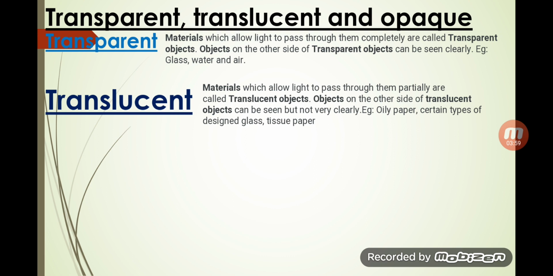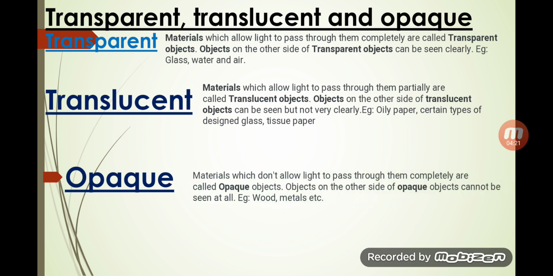Examples are given: single paper, certain types of designer glass, yes, colorful glasses, and tissue paper, oil paper you have seen. So these are the examples of translucent objects. And what is opaque? Materials which do not allow light to pass through them, which means light will be completely blocked. It cannot pass through that object; that is called opaque. And on the other side of an opaque object, the object cannot be seen.